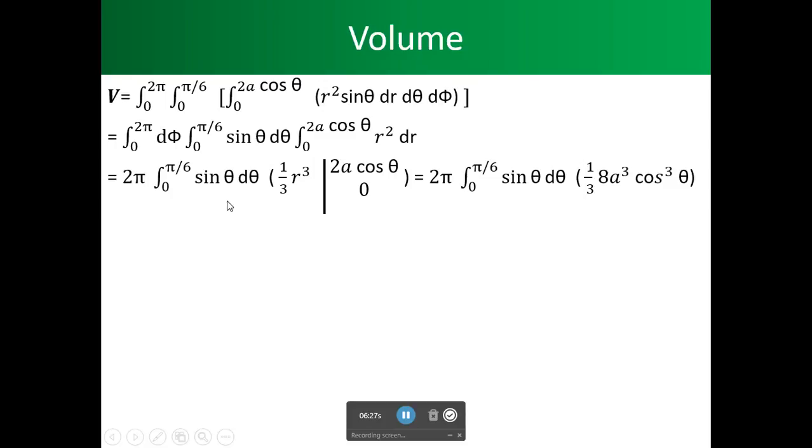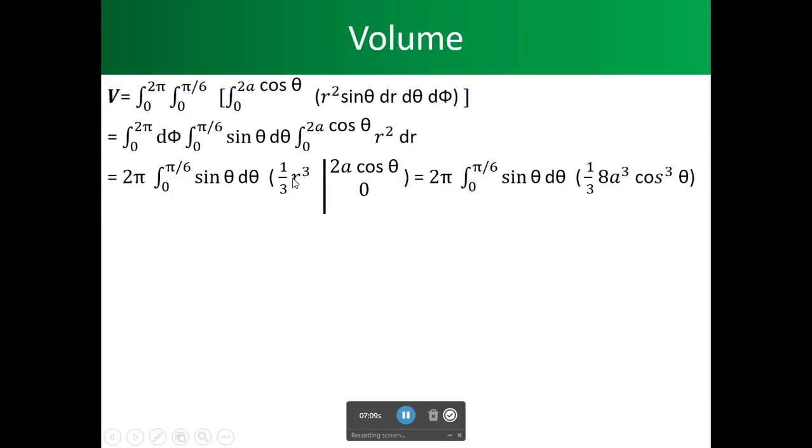Okay, so we come up with 2 pi as this bottom limit goes to 0. And then we'll be able to look at the integral of the sine d theta. And we see here that the r squared integrates to 1/3 r cubed as it goes from 0 to 2a cosine theta. So we have the 2 pi that stays out. We have our sine that we haven't integrated yet. So we're just looking at this other term here.